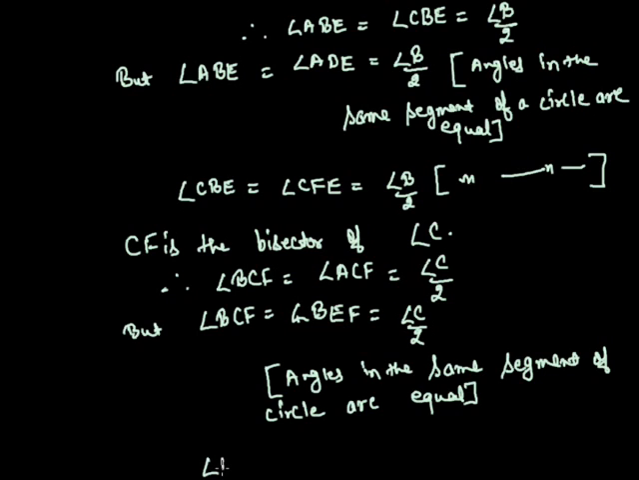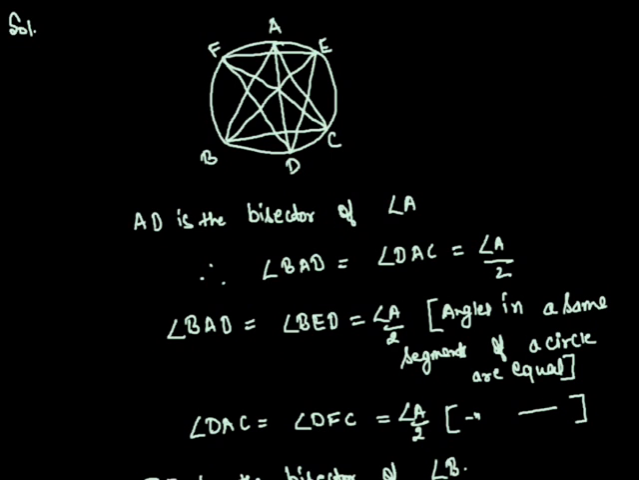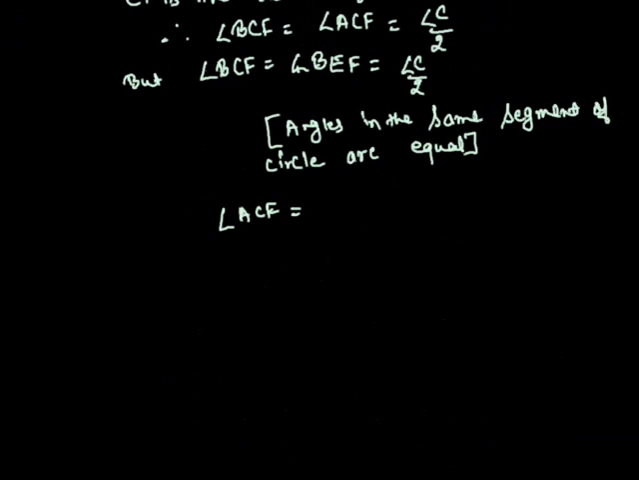Similarly, angle ACF is equal to angle ADF. Angle ADF is equal to angle C by 2. Again, by the same property, angles in the same segment of a circle are equal.